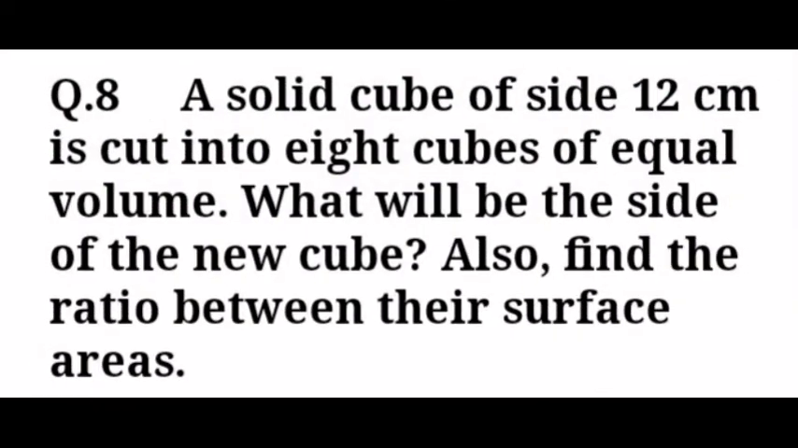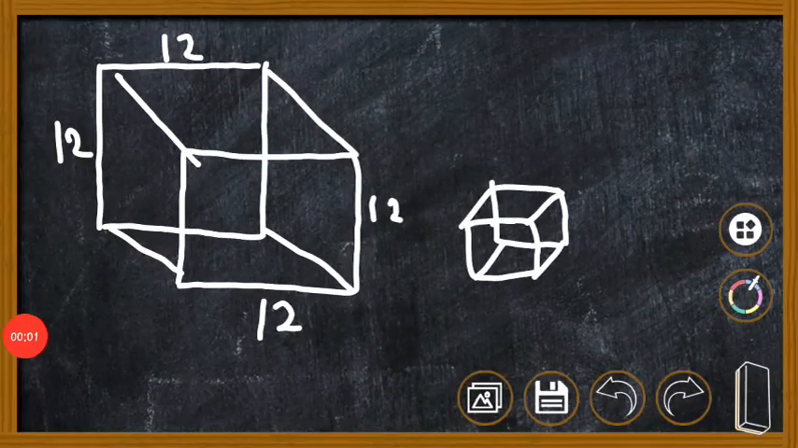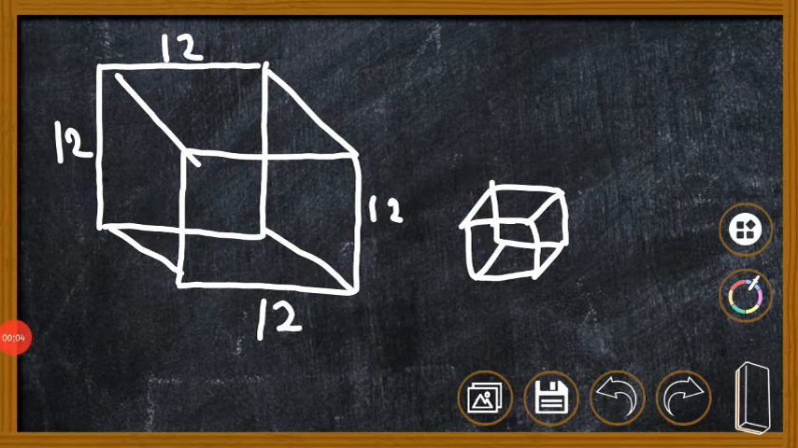A solid cube of side 12 cm is cut into 8 cubes of equal volume. What will be the side of the new cube? Also find the ratio between their surface areas. Here, a solid cube of side 12 cm is cut into 8 cubes of equal volume. That means there is a big cube, and what is the side? It is given that 12 cm, and we cut this cube into small cubes. Number of 8, what is that? 8 cubes of equal volume.